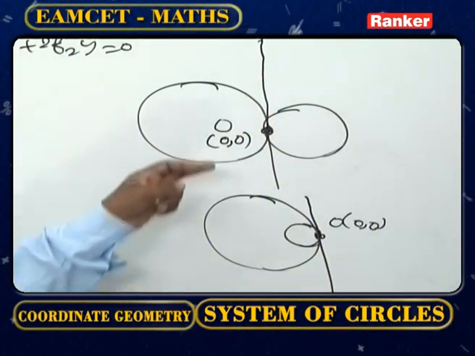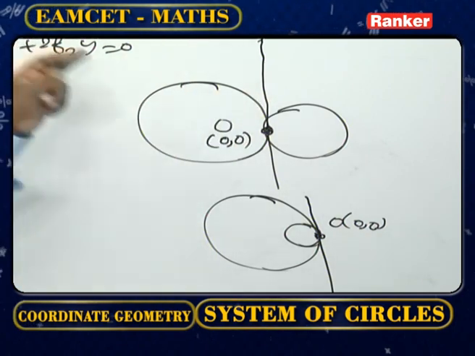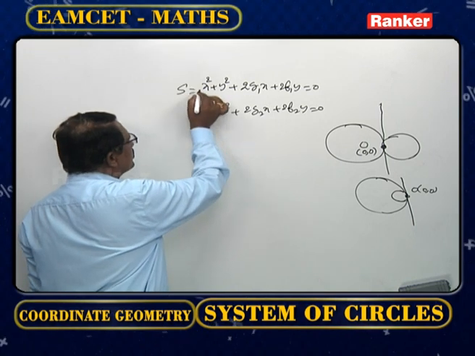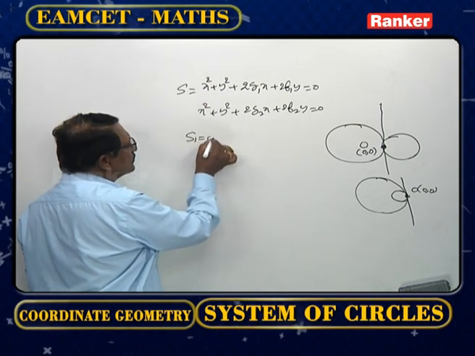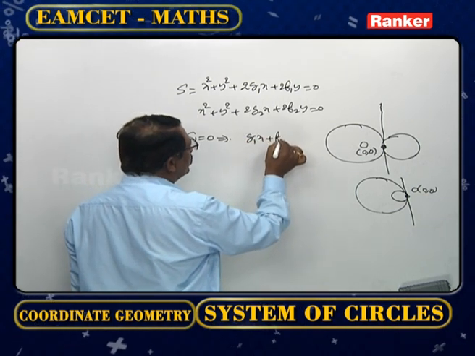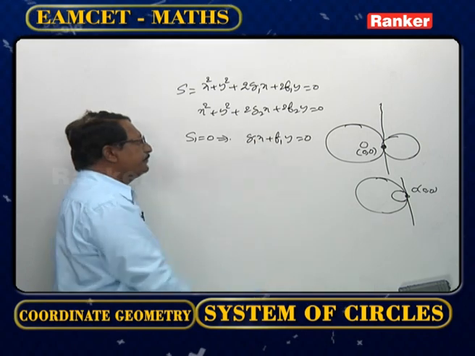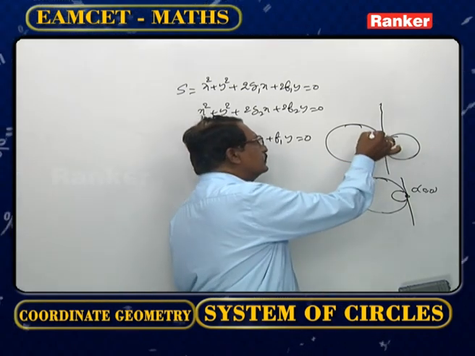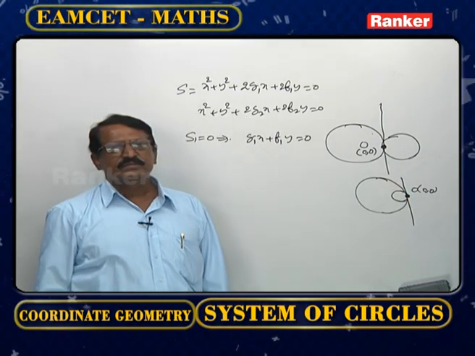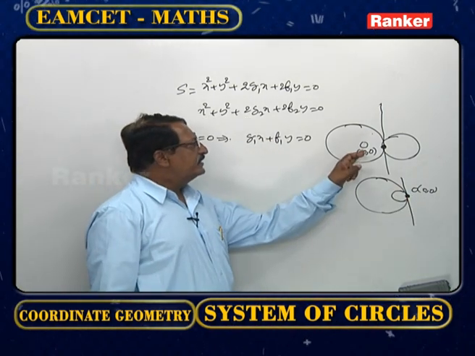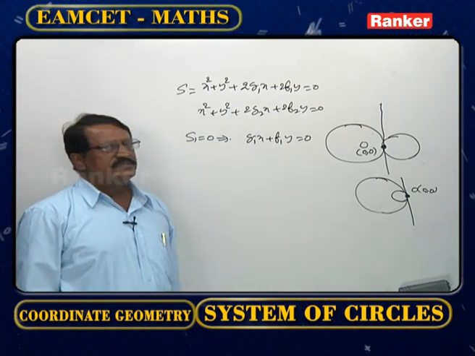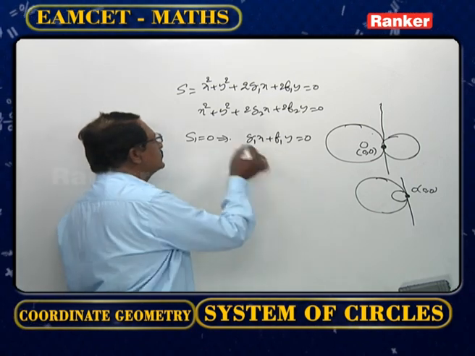Now the equation of the tangent to the first circle at the origin: if the first circle equation is S1 equals 0, the equation of the tangent is G1x plus F1y equals 0. Now the two circles may touch externally or internally, and the point of contact is the origin, and the equation of the tangent at the origin to the first circle is G1x plus F1y equals 0.